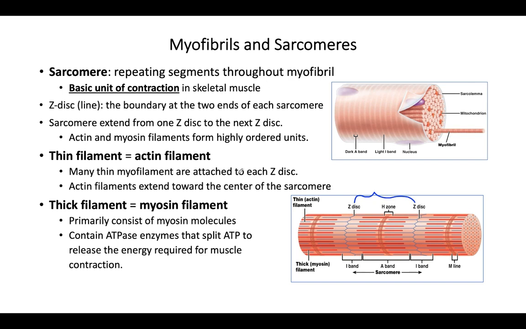Thin filament is the same as actin filament. Many thin filaments are attached to each Z disc. Actin filament extends toward the center of the sarcomere. In the case of a thick filament, it's called myosin myofilament or myosin filament, and it primarily consists of myosin molecules. Myosin molecule contains ATPase enzyme that splits ATP to ADP plus phosphate. At the same time, it releases energy. This energy is used for muscle contraction.